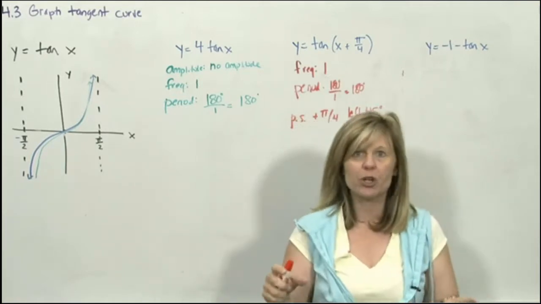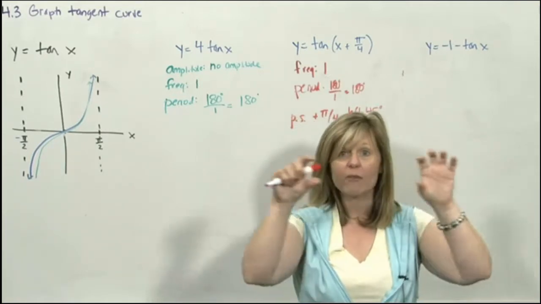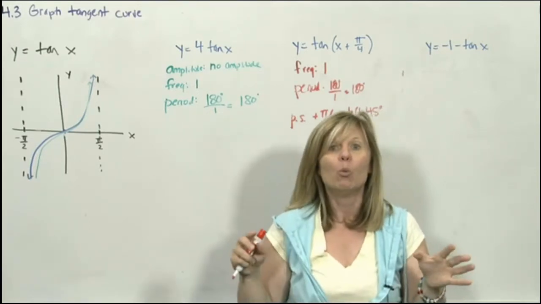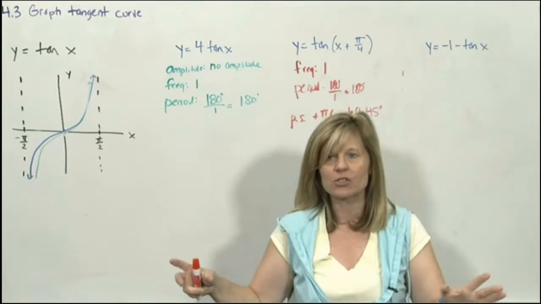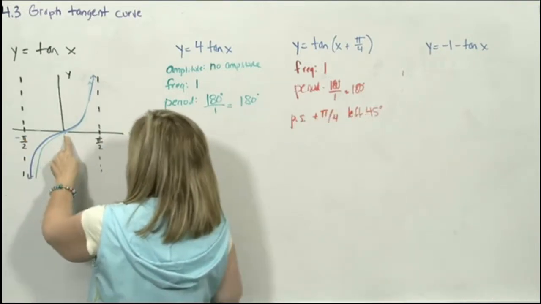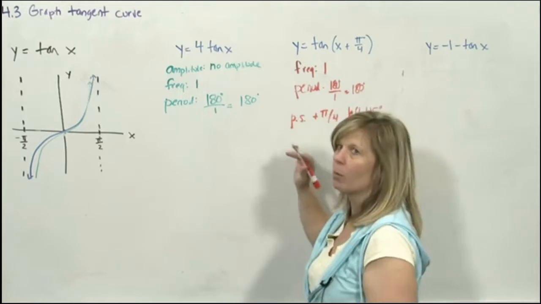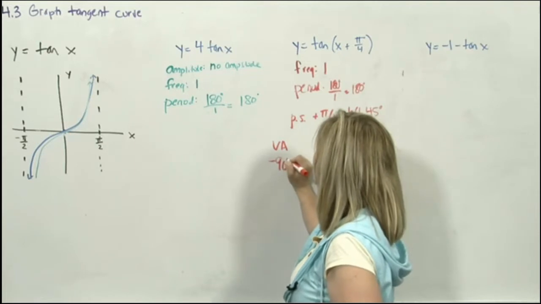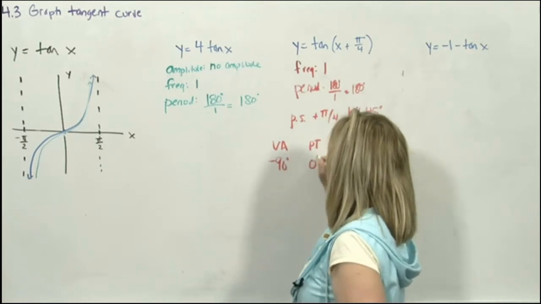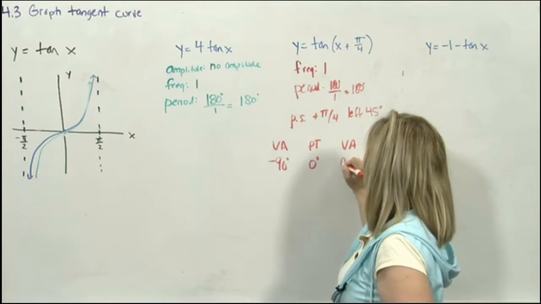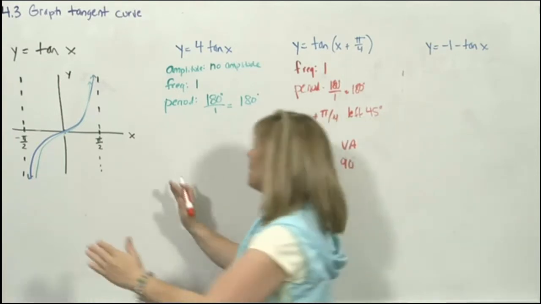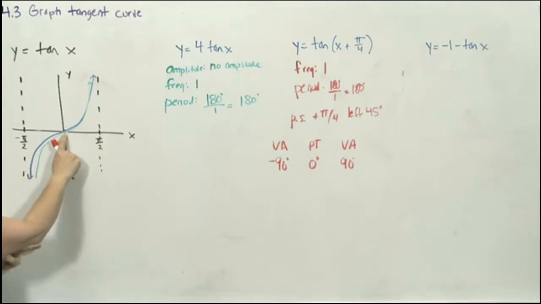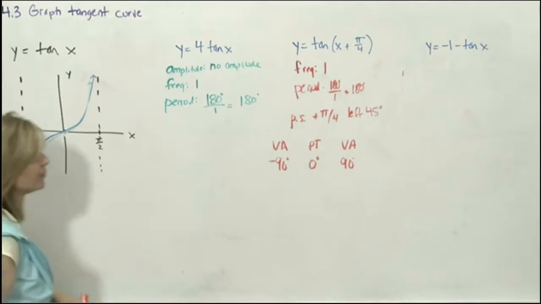Now, this is what we're going to do. You remember with sine and cosine, we listed all 5 points for the period, and then we added or subtracted to make the shift? Well, with the tangent curve, you don't have 5 points. You have 2 asymptotes and 1 point. So when we have a normal tangent curve, the parent, we know the vertical asymptote is at negative 90 degrees, the point is at 0 degrees, and the other vertical asymptote is at 90. See my picture? My vertical asymptotes are at 90 and negative 90. My point is at the origin, which is at 0.